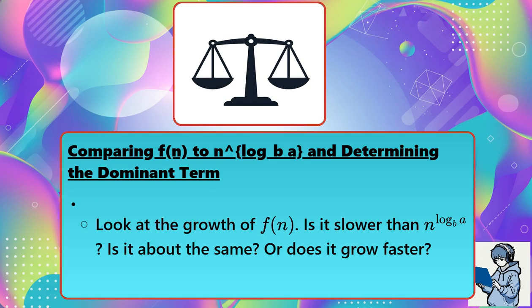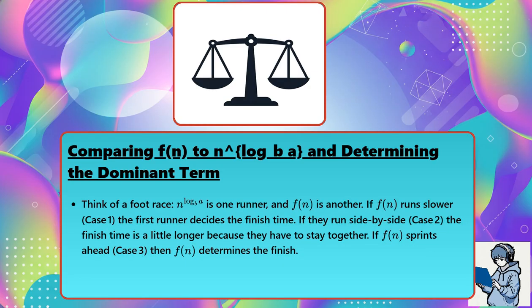Is it slower than n to the power of log base b of a? Is it about the same, or does it grow faster? Think of a foot race. N to the power of log base b of a is one runner and f of n is another. If f of n runs slower, case 1, the first runner decides the finish time. If they run side by side, case 2, the finish time is a little longer because they have to stay together. If f of n sprints ahead, case 3, then f of n determines the finish.